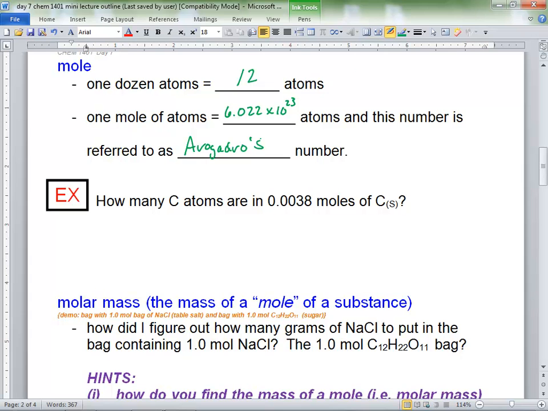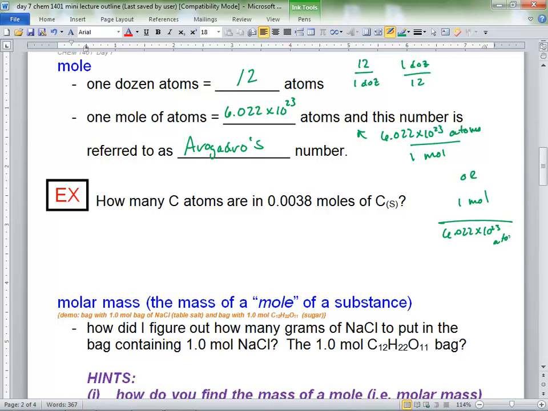So before, we could write 12 in 1 dozen, or 1 dozen is 12. We're going to do the exact same thing with Avogadro now. We're going to say there's 6.022 times 10 to the 23rd atoms in, not a dozen, but in 1 mole. Or you could flip it: in 1 mole, there's 6.022 times 10 to the 23rd atoms. So that's how we're going to use Avogadro's number.